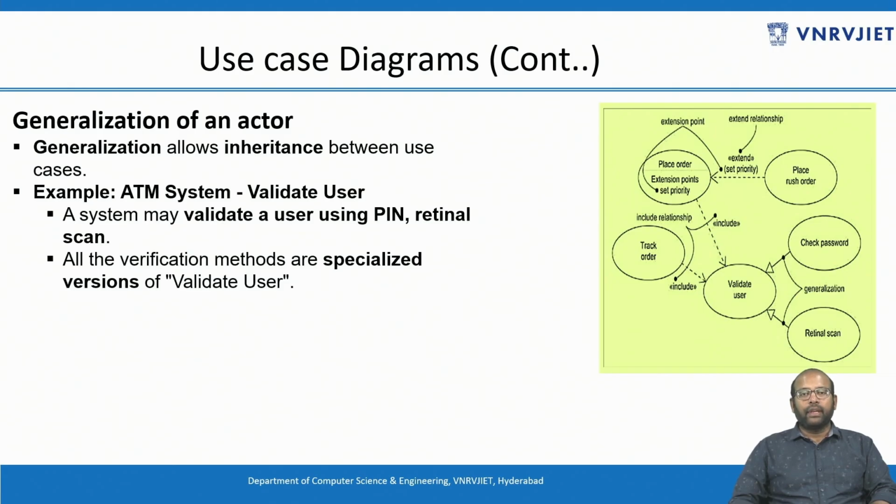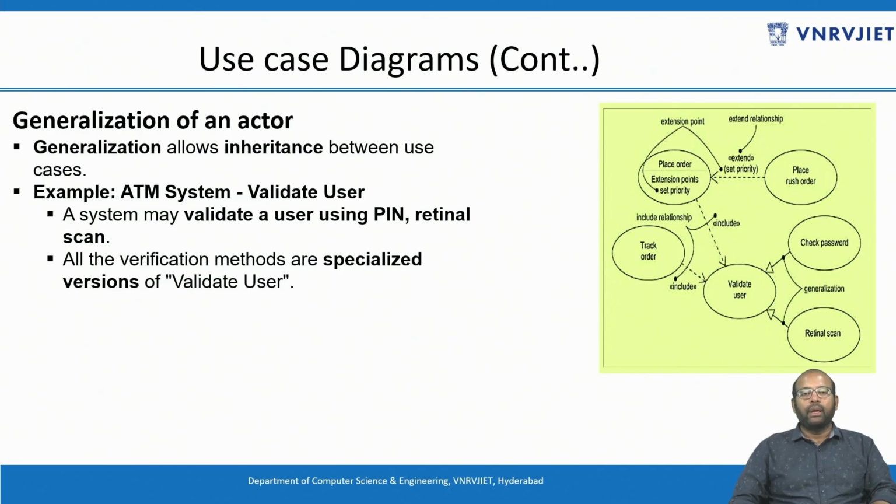So these two you can apply as stereotypes to the dependency relationship here. These are the ways you connect the use cases, with dependency and with generalization. Generalization, as I told you in the previous video, is also called the inheritance relationship. You have already studied this in the object oriented programming subject. Take the example of the ATM system, where you check the functionality validate user. A system may validate a user using pin or retinal scan. Two ways it is validating. All these verification methods are specialized versions of validate user, so they come under a similar category.